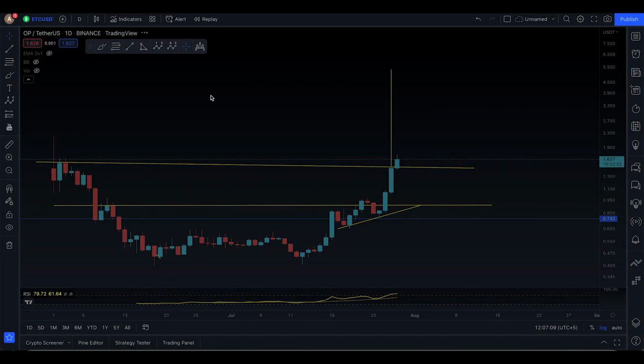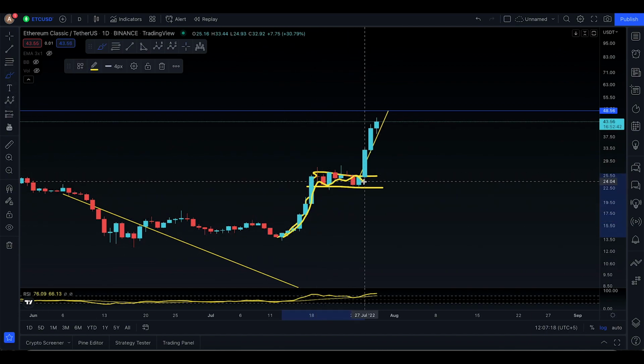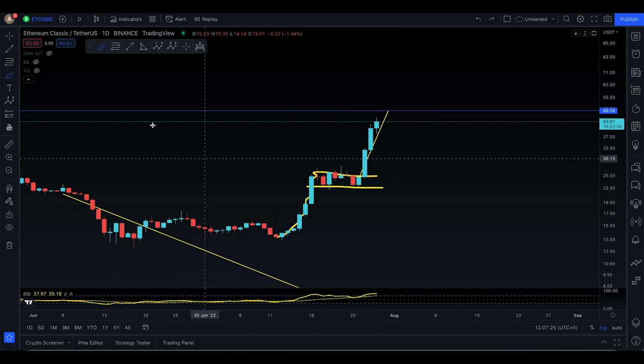to USDT. Let's talk about Ethereum Classic. Amazing. Another coin that I talked about yesterday. So basically what you did for Ethereum Classic is you made the move, make a sideways movement. That's known as a bullish rectangle, break to the upside. And now you're still looking for that technical target of $48.56.